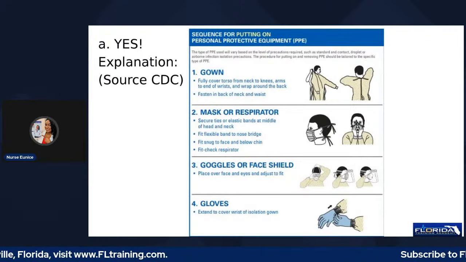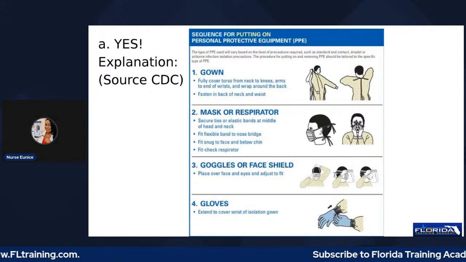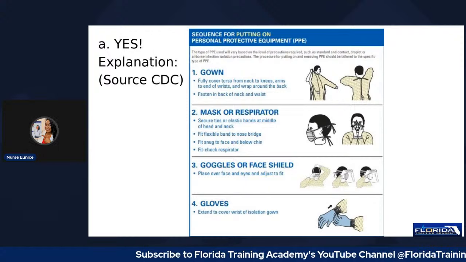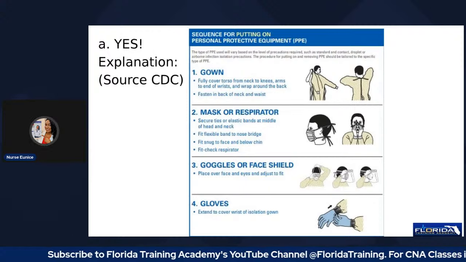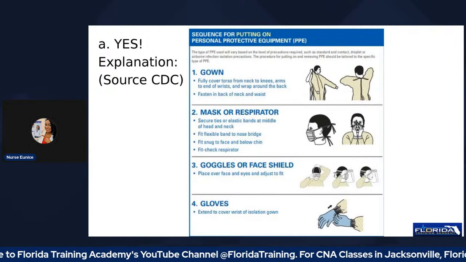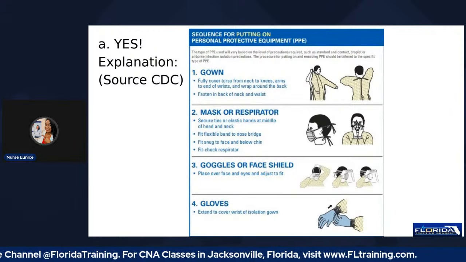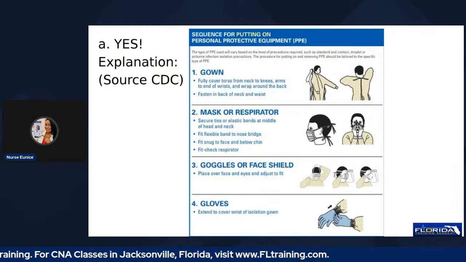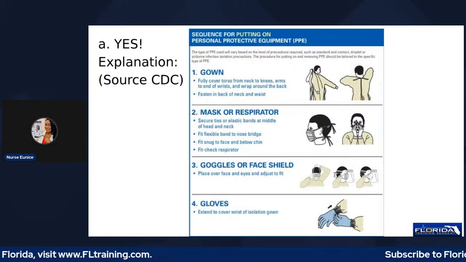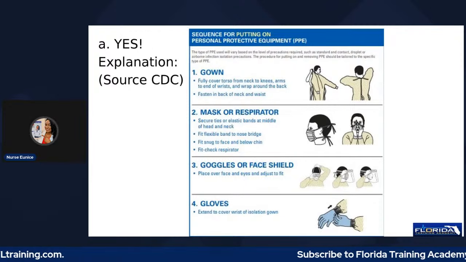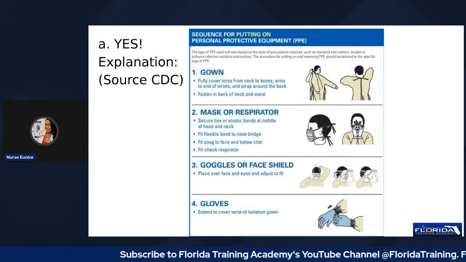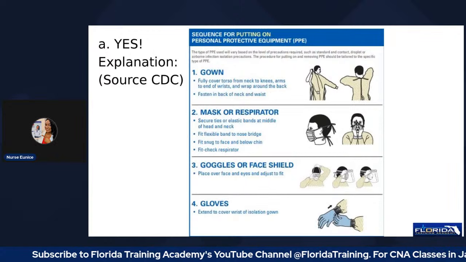So I put an image here, and this image comes from the CDC. If you want to know the order to put on PPE, anytime we're putting on PPE, we call that donning, spelled D-O-N-N-I-N-G. I'm going to put that in the chat. Whenever we're donning PPE, that's when we're putting PPE on. And when we're doffing, D-O-F-F-I-N-G, I know you all are geniuses, that's when we're taking PPE off.